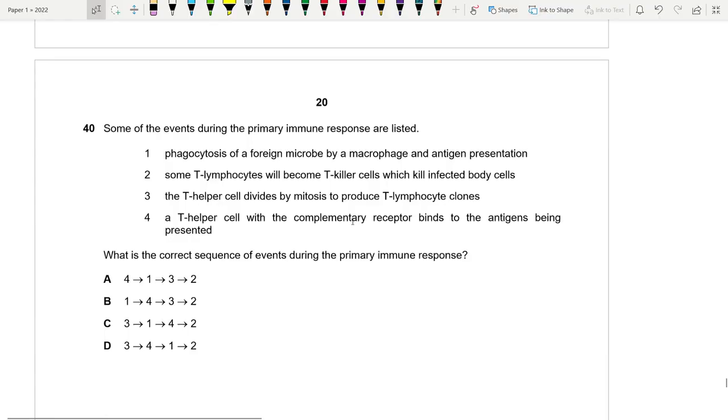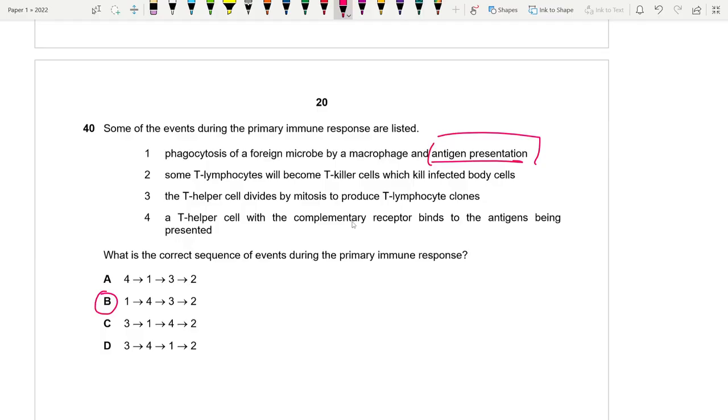Last one. Some of the events during the primary immune response are listed. Phagocytosis of foreign antigen by macrophage and antigen presentation. Remember, this is a must. This must occur at the first stage. That is why B is the answer. Antigen presentation is a must. There are three antigen presenting cells: macrophages, dendritic cells, and B lymphocytes.